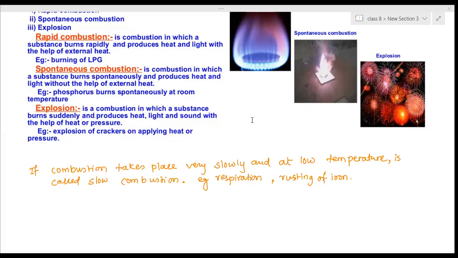So what do you mean by flame? Why do some substances produce a flame and why do some substances not produce a flame?